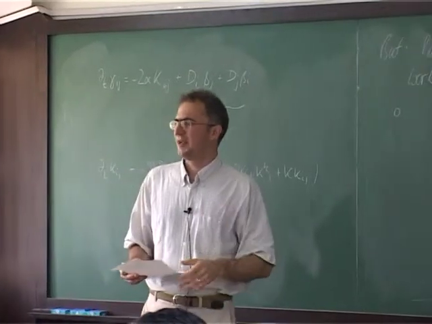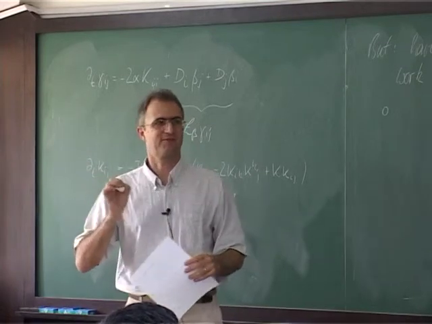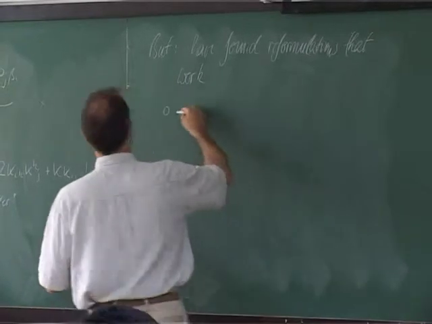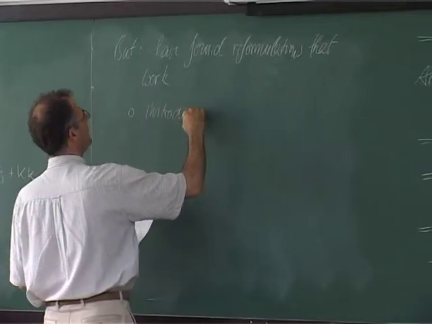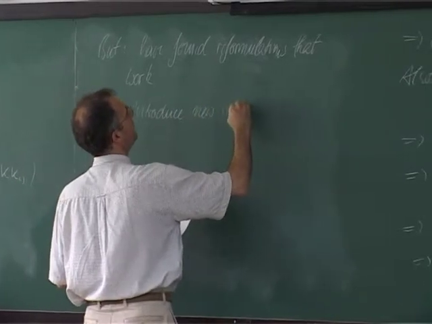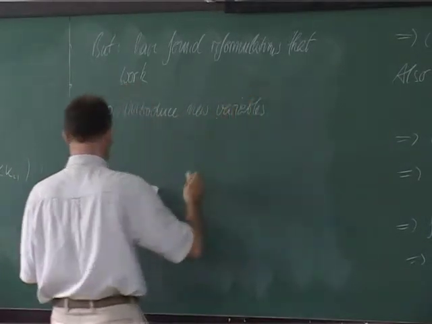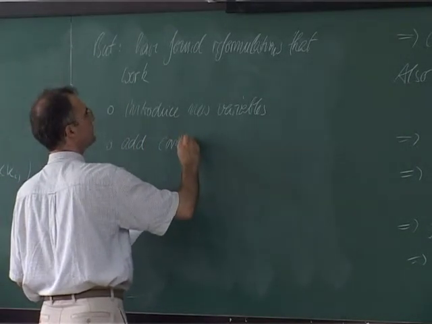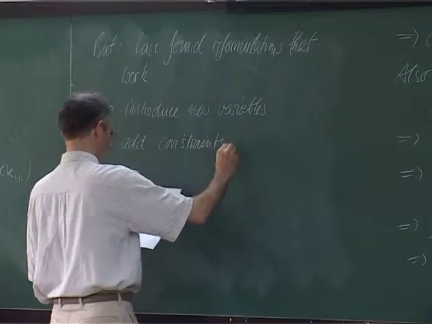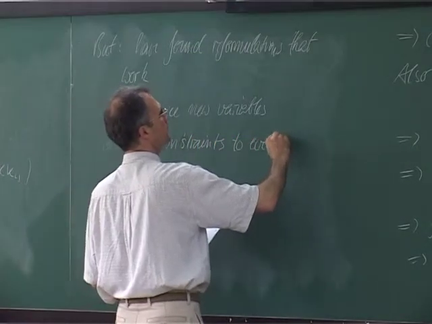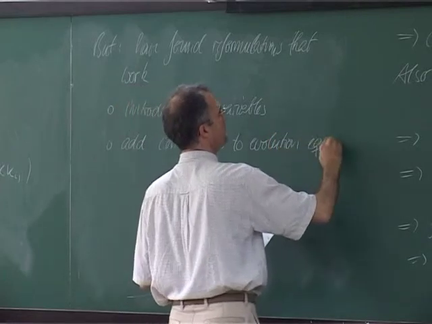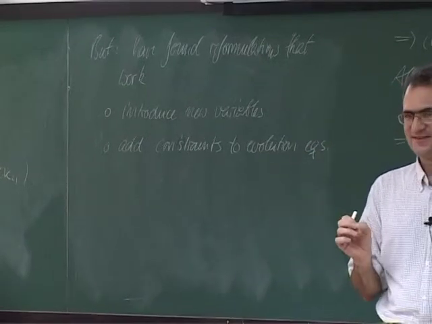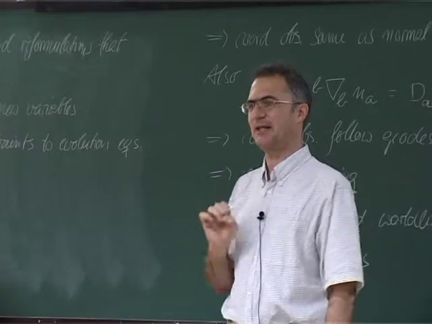Now, I will spend a good time of today's lecture explaining why it is that that could possibly help. Actually, let me first write this down. We could introduce new variables, or we could add constraints to the evolution equations. Now, anybody in their right mind should ask, how can this possibly help?